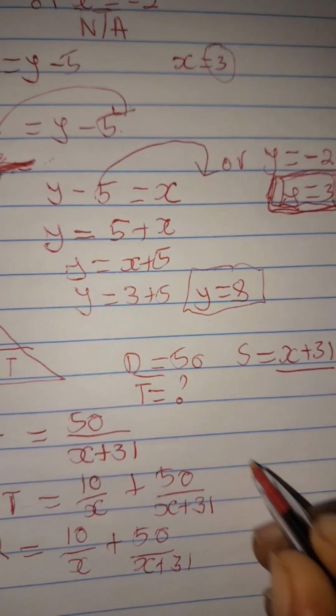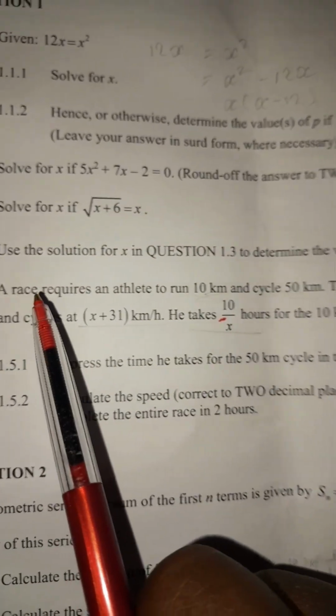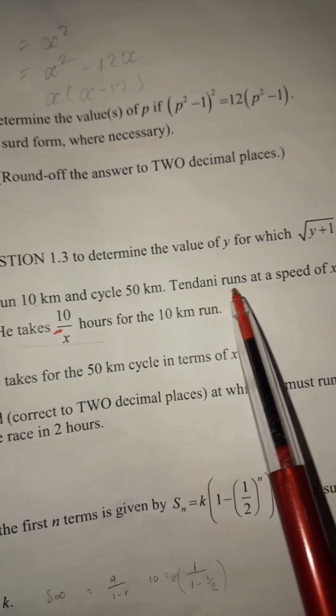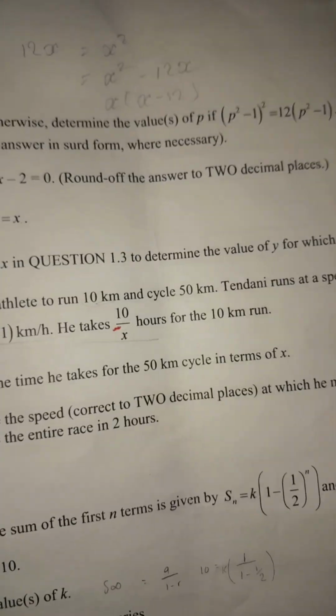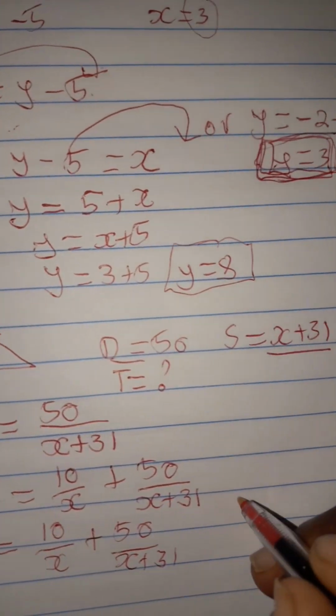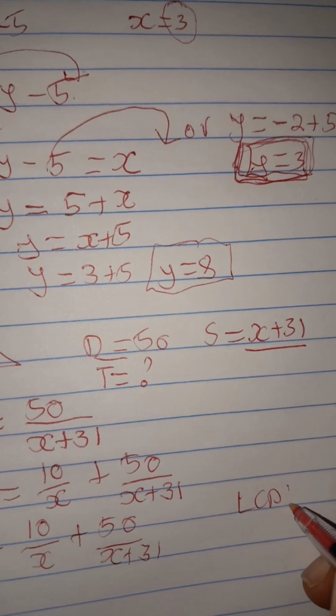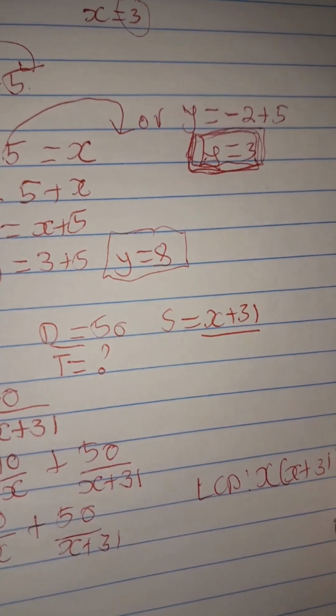Since we have fractions, and we are calculating the speed that they have asked us in this question, remember Tendani runs at a speed of x kilometers per hour. That's what we are looking for here. So x is missing, and we need to calculate that x. What is interesting, guys, is to find an LCD. The LCD here will be x multiplied by x plus 31.